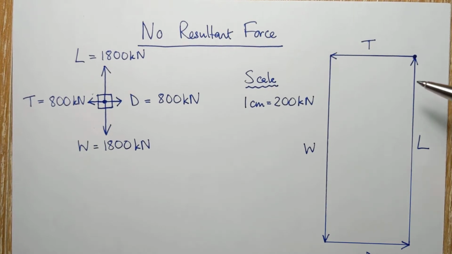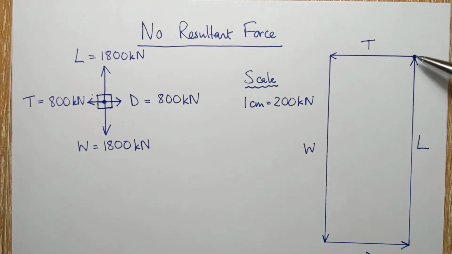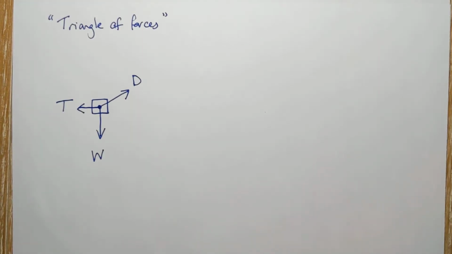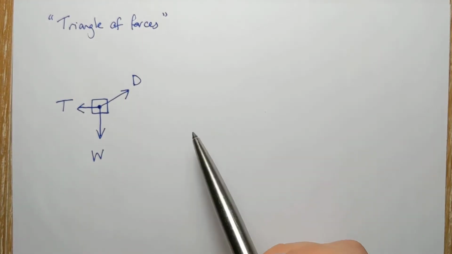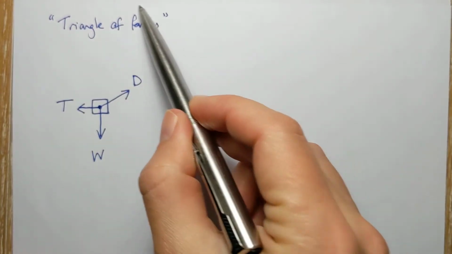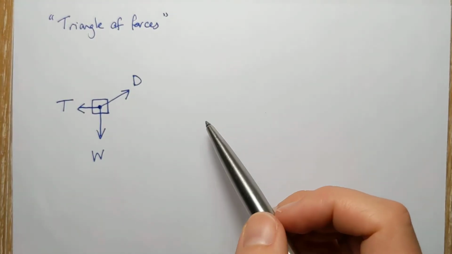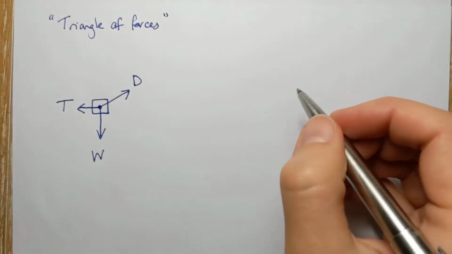As a general rule, if you add up forces with a diagram and the answer is 0, you're going to get a closed shape. And the example that's explicitly in your syllabus, so you might have seen this if you've looked at your specification, is the triangle of forces, if you have 3 forces and that happens.